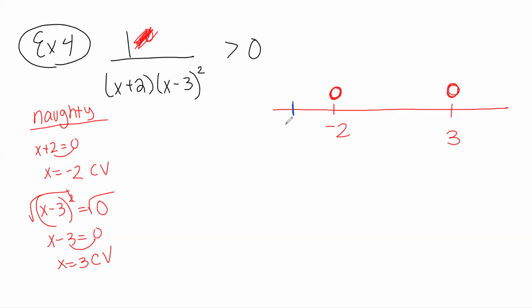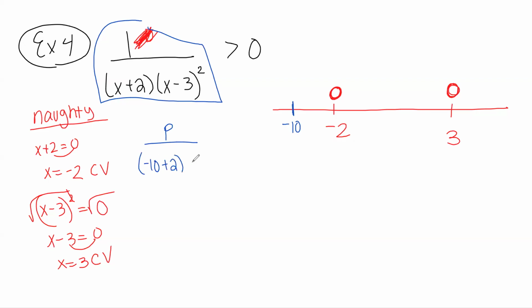Pick your favorite number here. I like to pick 10s. I'm going to pick negative 10 into the function. We don't even have to do anything different. So that's going to be 1, which is positive, over negative 10 plus 2, negative 10 minus 3 squared. All right, negative 10 plus 2 is negative, and anything squared, we talked about this on example 1, is positive. So that's positive over negative, which is negative. Put an N, scribble.